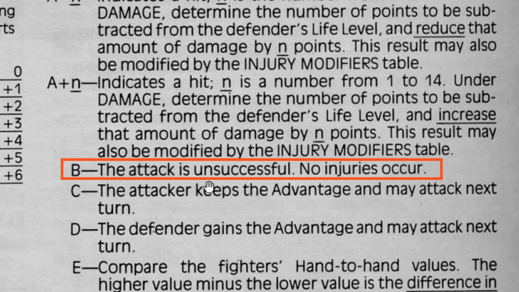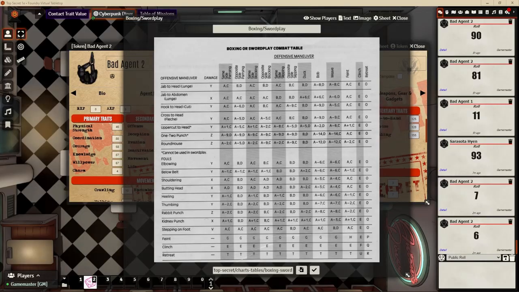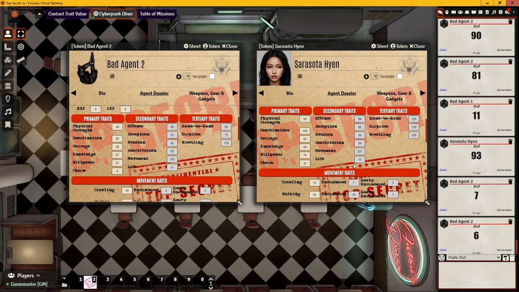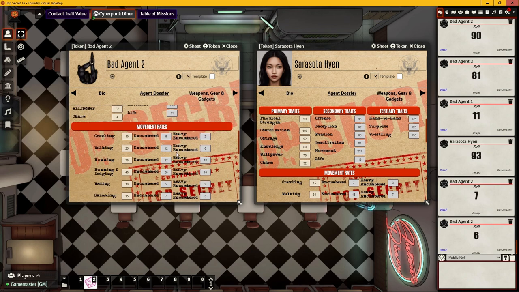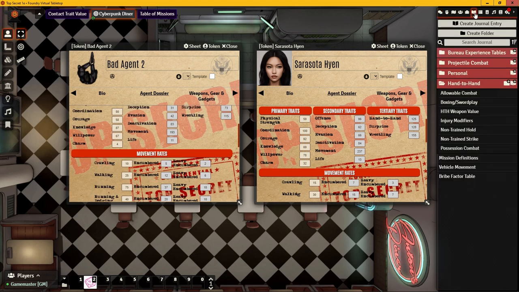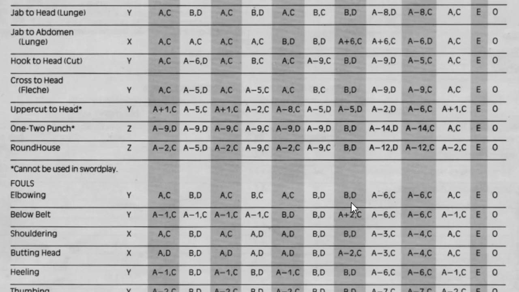So B is the attack is unsuccessful and no injuries occur. And then D is the defender gains the advantage and may attack on the next turn. Ouch. So now on the next turn, the one who will get to choose will be the bad agent. Now the bad agent, again, he has a physical education 65. And I have to go back again. He can do boxing too. So he's going to do another boxing. So let's pull that back up, and he's going to do a jab to the abdomen, right? He'll do a jab to the abdomen.